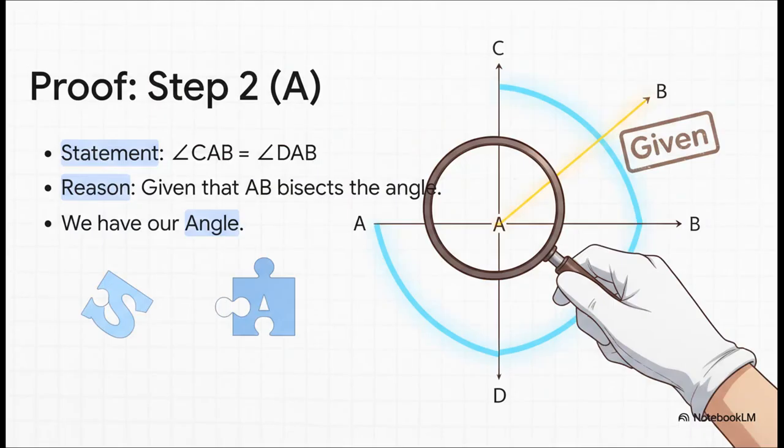Okay, next up, the angle. We know that the line AB bisects the big angle, which is just a fancy way of saying it cuts it into 2 equal halves. So that means angle CAB has to be equal to angle DAB. And the reason? You guessed it, it was given. Our A is now officially locked in.